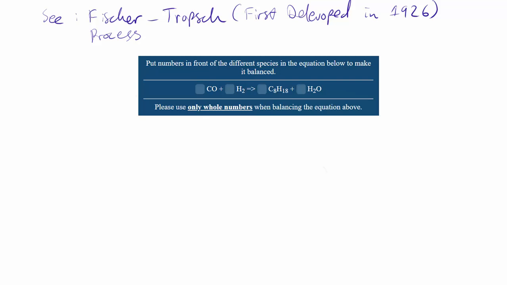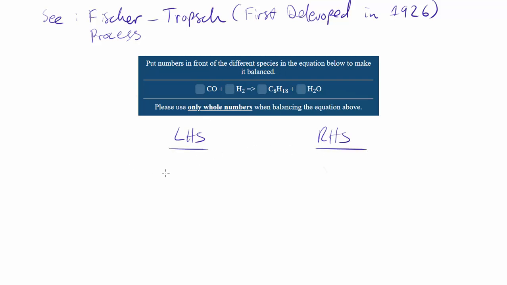Well, the first thing I'm going to do is audit my equation. I'm going to figure out the frequency of occurrence of each element on the reactant side of the equation, and the frequency of occurrence of elements on the product side of the equation. So I'm going to abbreviate that. I'm just going to use left hand side and right hand side.